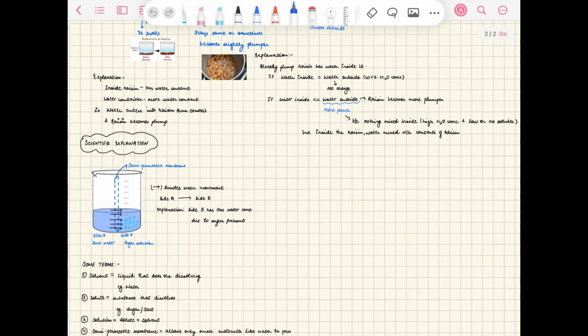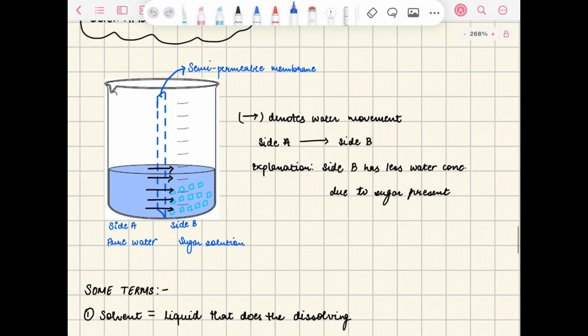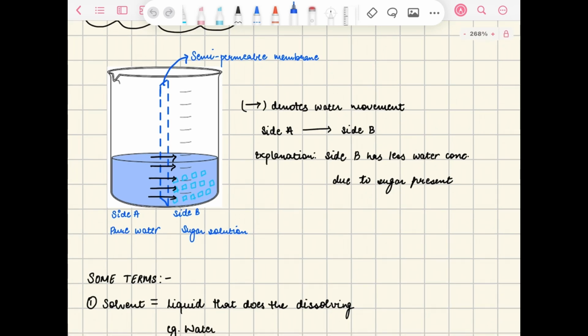Now if we need a more scientific explanation, we'll take a beaker, okay? And now we have put a partition, a semi-permeable membrane, in between. Now side A has pure water and side B has a sugar solution. If we take the case of pure water, it has a higher water concentration, and side B has a lower water concentration because the water is mixed in with sugar, or associated with it, right? So the movement of water would be from side A to side B, high to low, through a semi-permeable membrane. Okay.